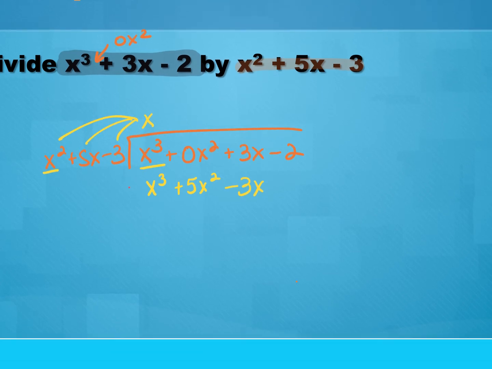Change your signs. Minus, minus, plus. X to the third minus x to the third cancels. 0x squared minus 5x squared is a negative 5x squared. Positive 3x and positive 3x is positive 6x. Bring down the next term. Still with me?